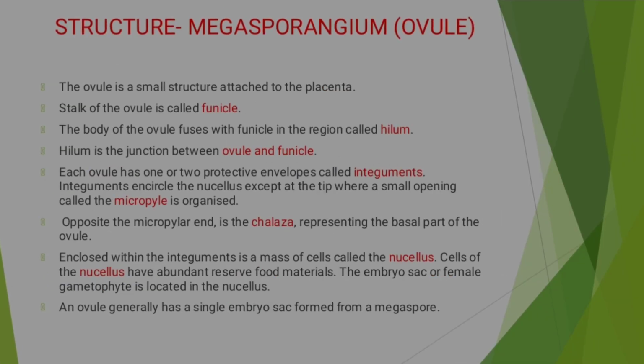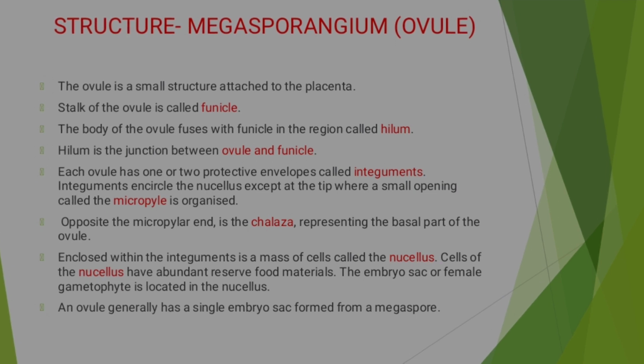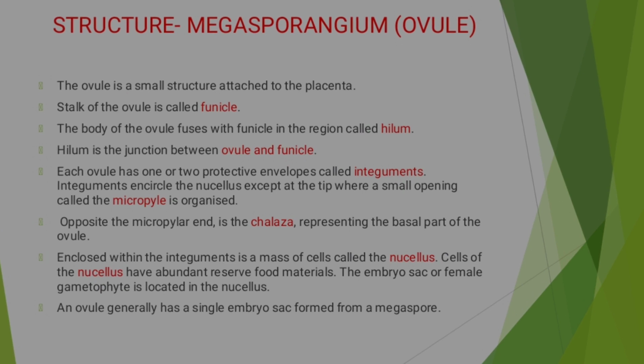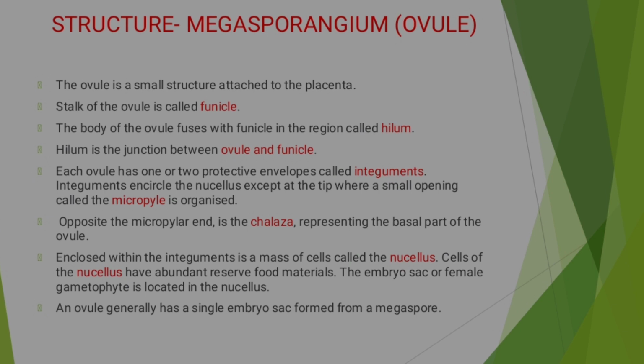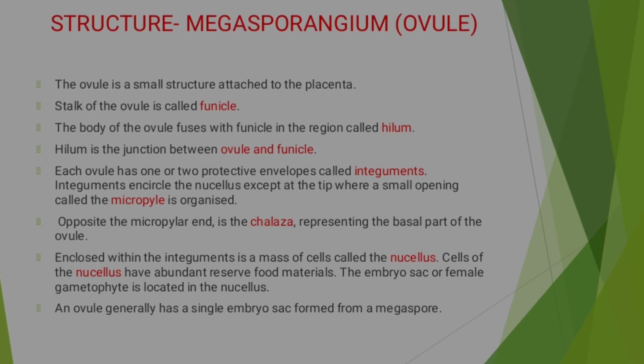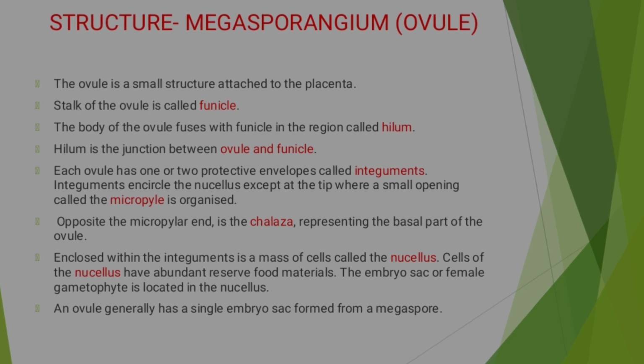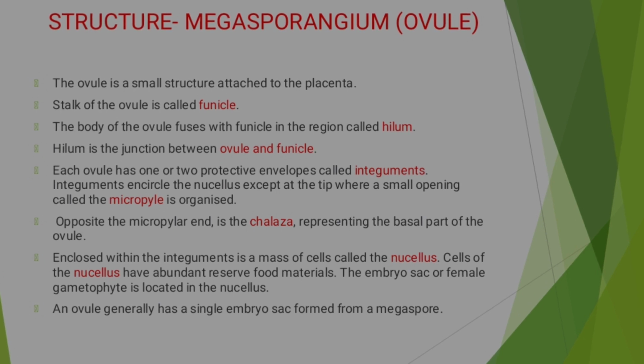Structure of megasporangium or ovule. Ovule is a small structure attached to the placenta, and the stalk of the ovule is called the funicle. The body of the ovule fuses with the funicle in the region called the hilum. Hilum is the junction between ovule and funicle. Each ovule has one or two protective envelopes called integuments. Integuments encircle the nucellus except at the tip, where a small opening called the micropyle is organized.